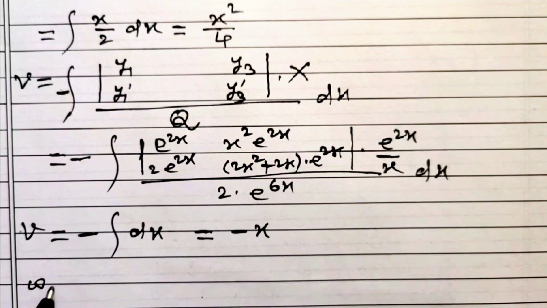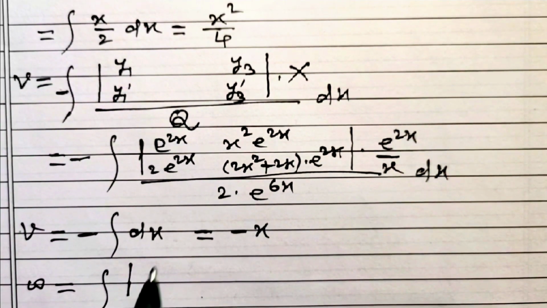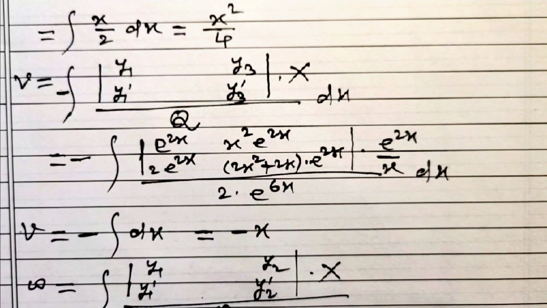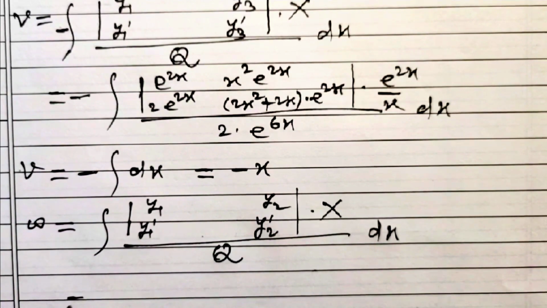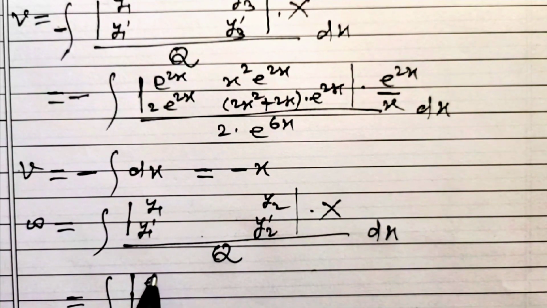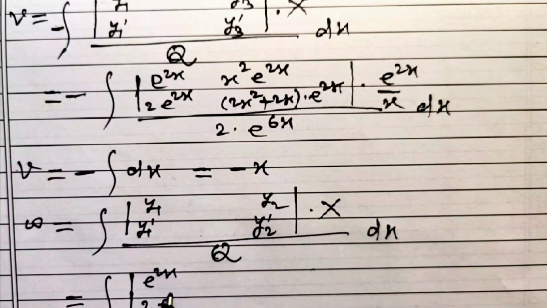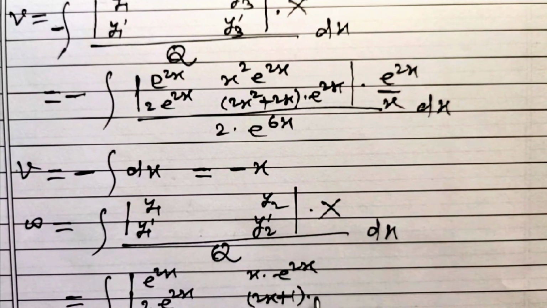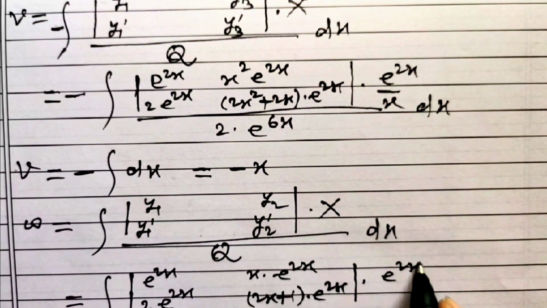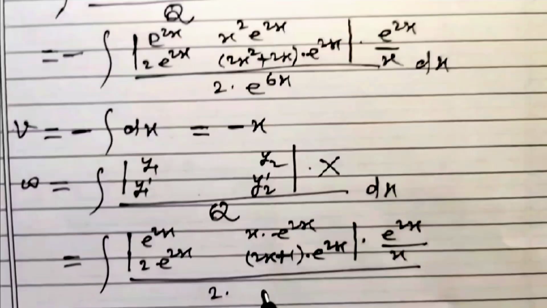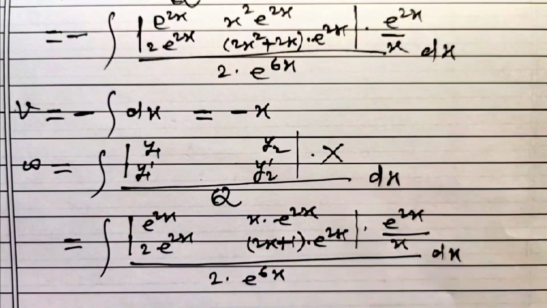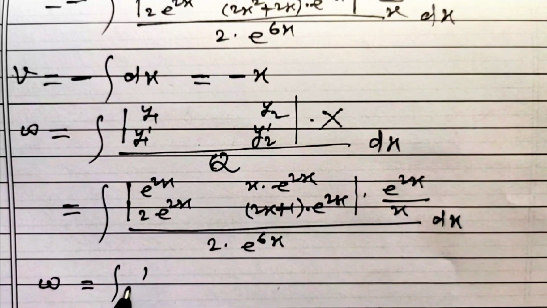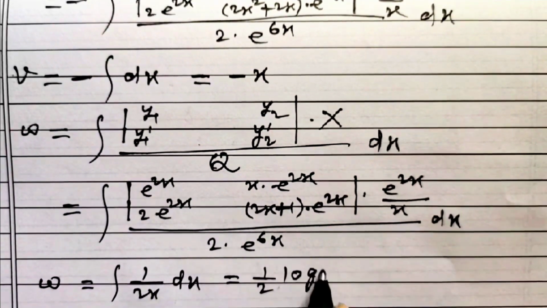Let us find w. W is equal to the integral of, in numerator, the determinant of y1, y2, y1 dash, y2 dash, into capital X divided by Q, integral with respect to x. Put the values. So this is equal to the integral of: y1 is e to the power 2x, y1 dash is twice e to the power 2x, y2 is x into e to the power 2x, y2 dash is (2x plus 1) into e to the power 2x, into the right hand side e to the power 2x divided by x, whole divided by Q. Q is twice e to the power 6x and the integral is with respect to x. Simplify this, finding the value of this determinant. W is equal to the integral of 1 upon 2x dx, which is equal to half log x. Okay, this is w.